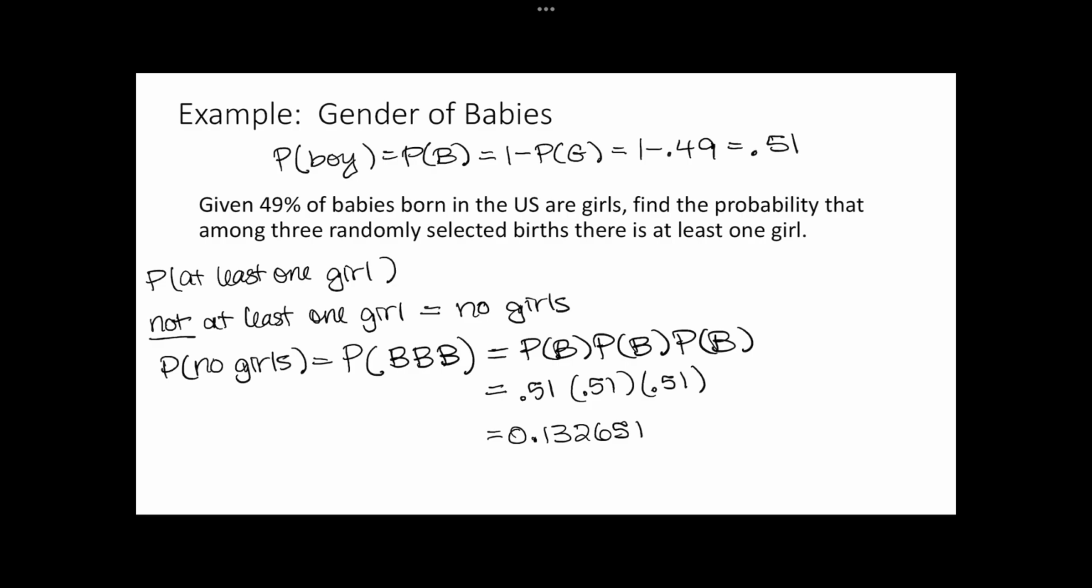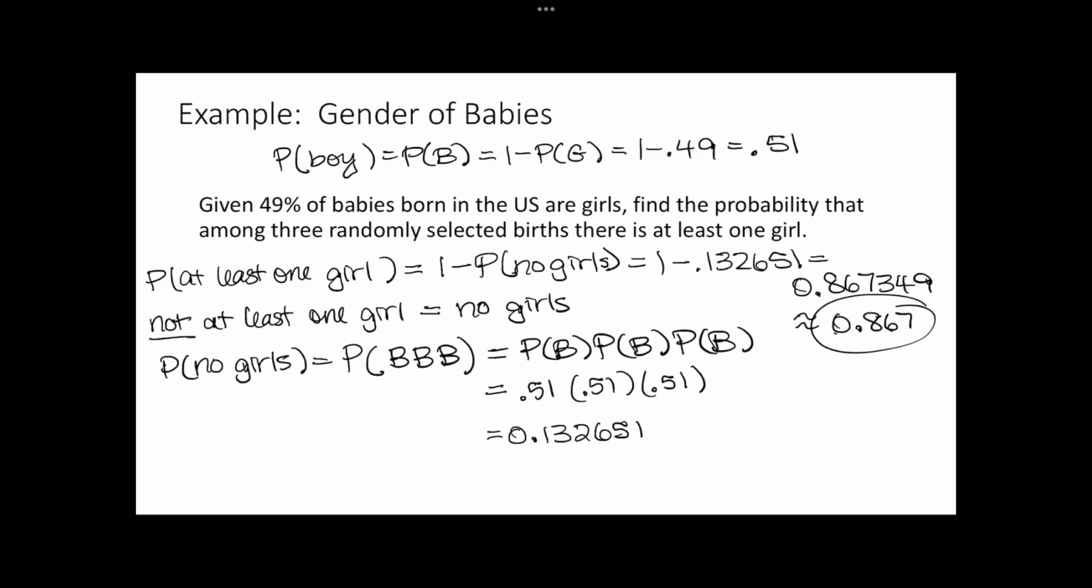And so the probability of getting at least 1 girl is 1 minus the probability of getting no girls. So I'm going to take 1 minus 0.132651. Which gives me 0.867349, or if I want to round, 0.867. Okay, so the probability of having at least 1 girl when we choose 3 randomly selected births is 0.867.